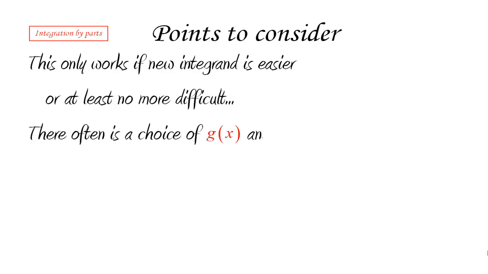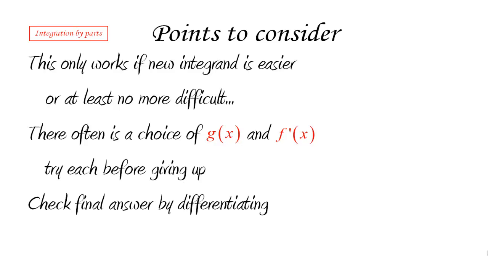The other thing is that often there is a choice, as we have seen in the previous example, of what to pick as g and what to pick as f prime. So what you may want to do, just like you did for the method of change of variable, is try each of them before giving up. If the first choice of g and f prime doesn't work, try a new one. Another thing to always keep in mind, and this is true for any integration method and any application of an integration method, is to always check your final answer by differentiating it.